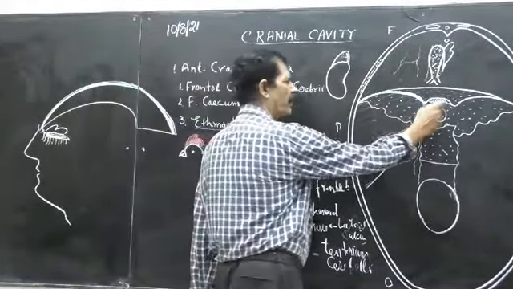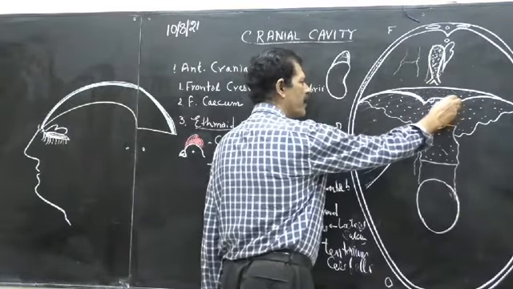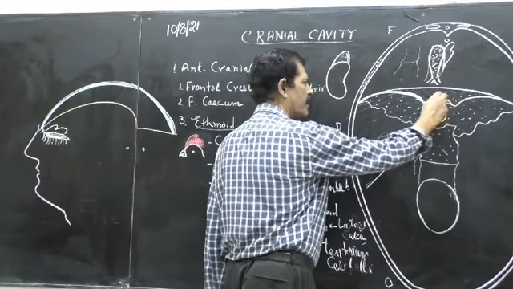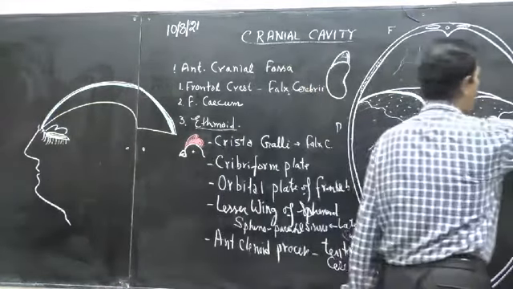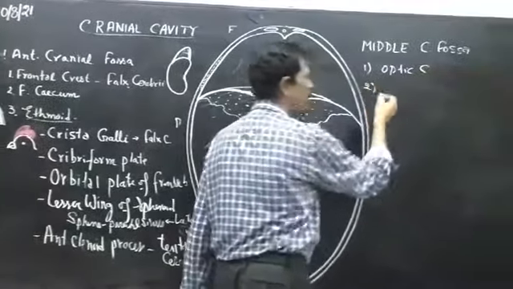And this is the body. The center part is the body. Overhanging the anterior clinoid process, there are two canals. They are called optic canals. And we know what passes through the optic canal.